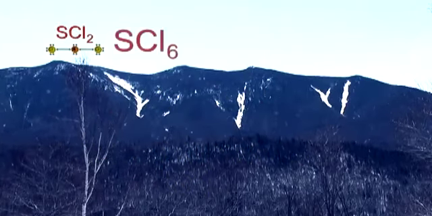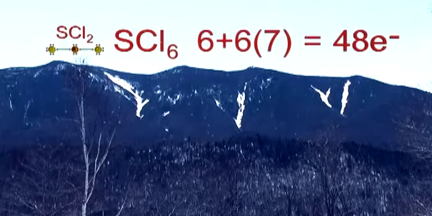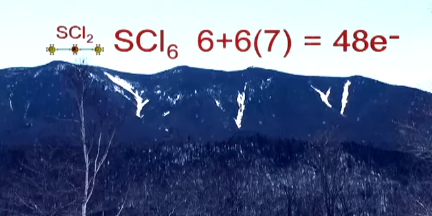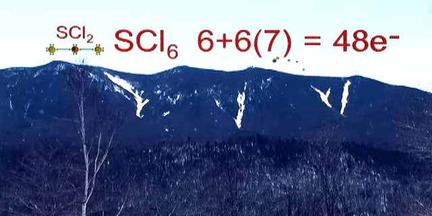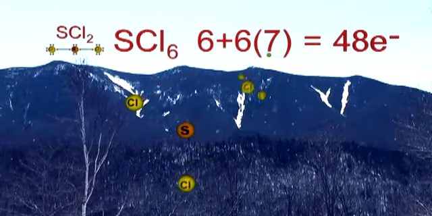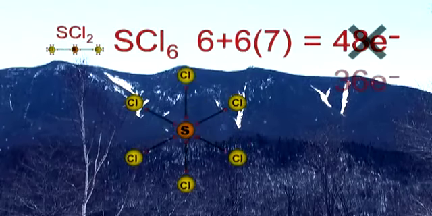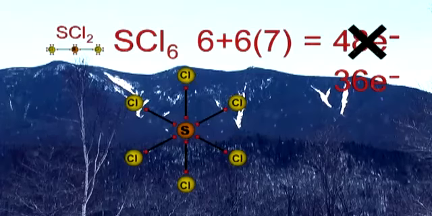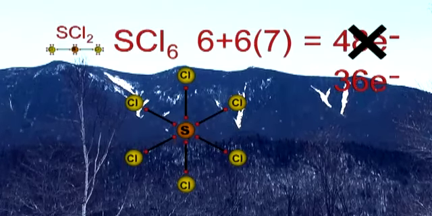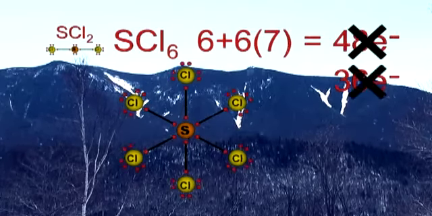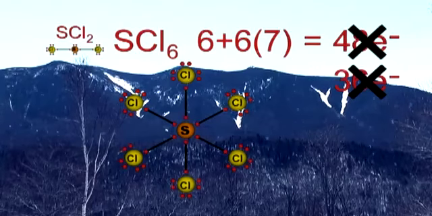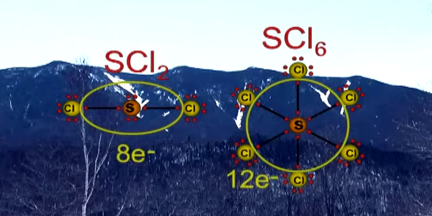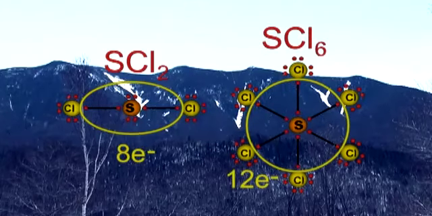Using this same approach for SCl6, we calculate 48 valence electrons. Because chlorine can form only 1 bond, 12 electrons will be used to form 6 bonds to sulfur. Placing the remaining 36 valence electrons around the chlorine atoms allows each chlorine atom to have full valency. Thus, sulfur can have 8 electrons, or it can break the octet rule by having 12 electrons.